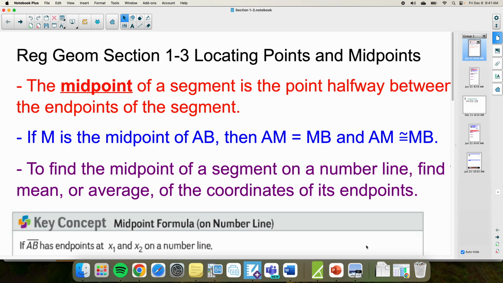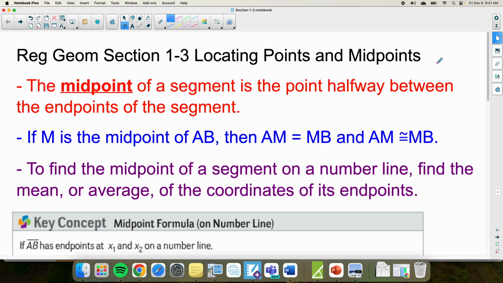All right, so today we are going to do a section on midpoints, okay? So make sure we have all our phones away. Thank you. So we're going to do midpoints on a number line as well as midpoints on a coordinate plane.